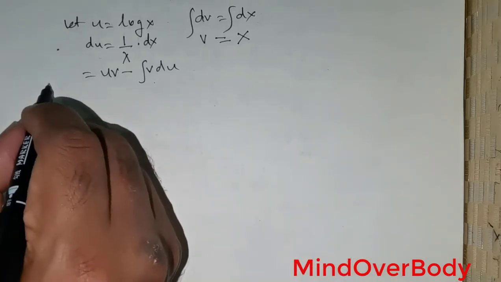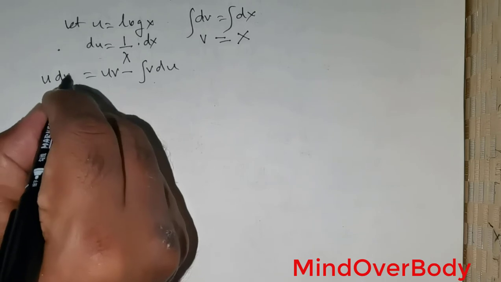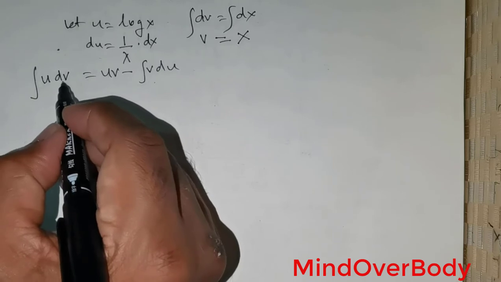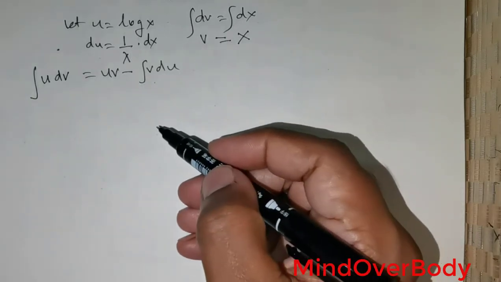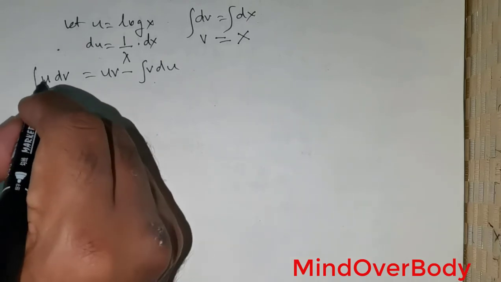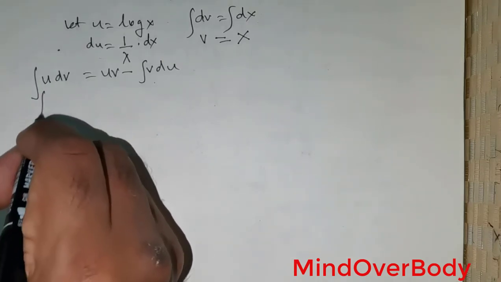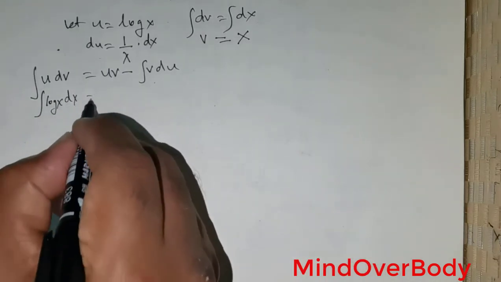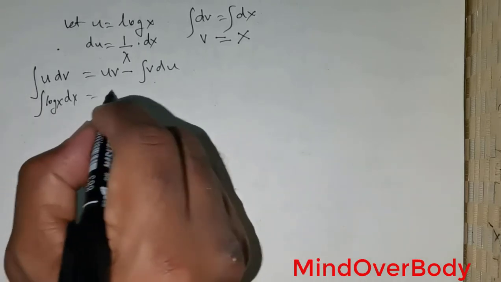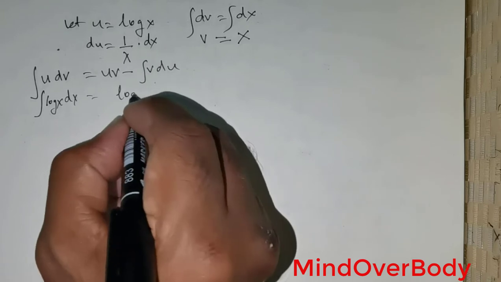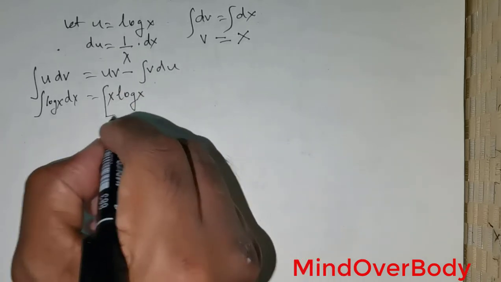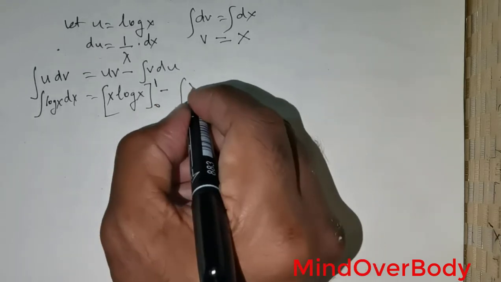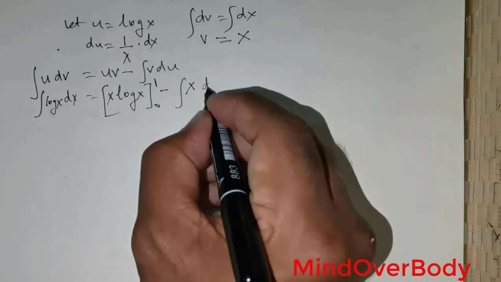Of course on the left hand side is going to be integral u dv, because u is log x and my dv is dx. So if you were to make the substitution, this is actually nothing but integral log x dx. So this is what we are integrating. On the right hand side, my u is log x, my v is x, I'm placing it here. The limits are 0 to 1, negative integral v is x and my du is dx over x.